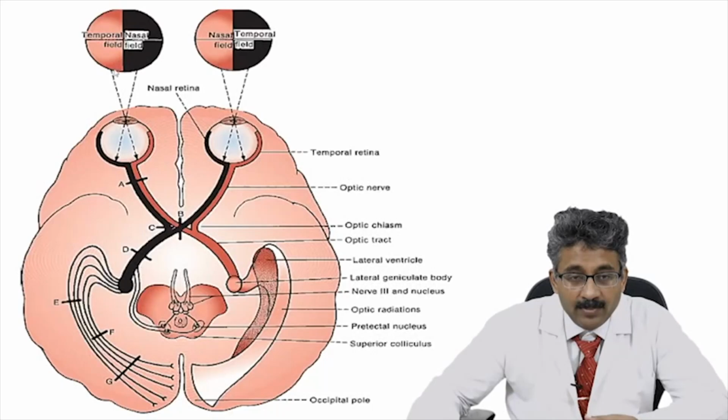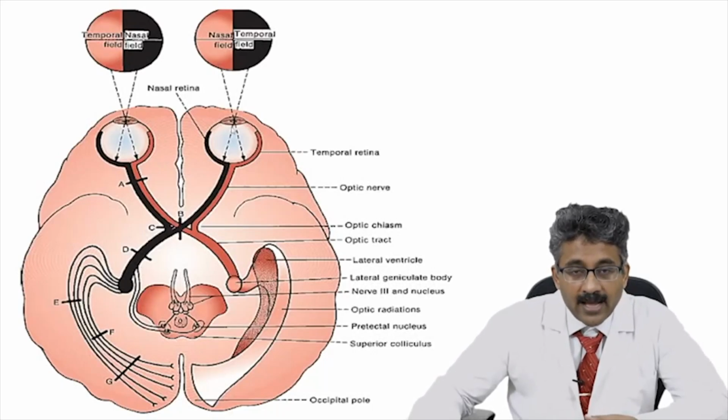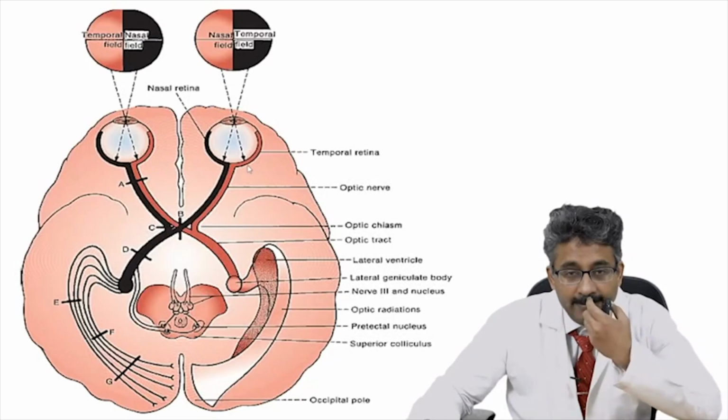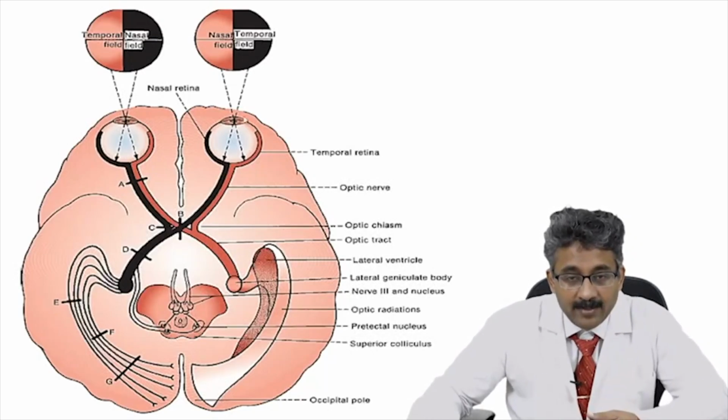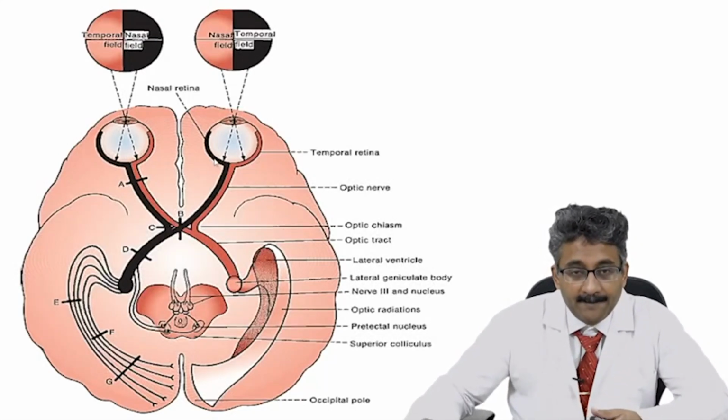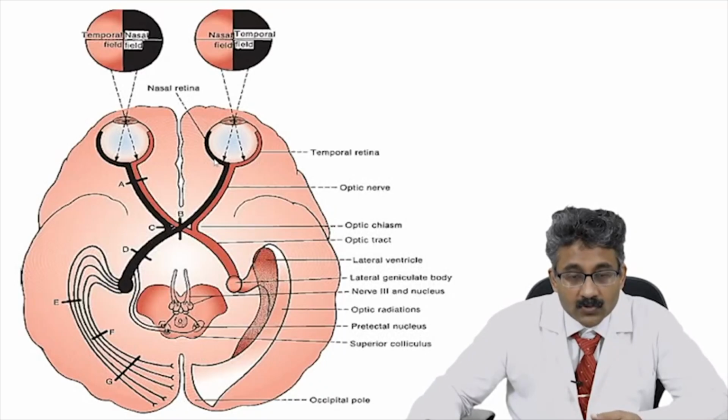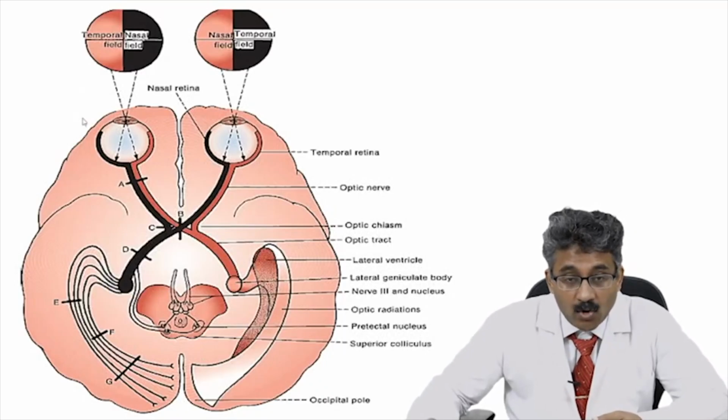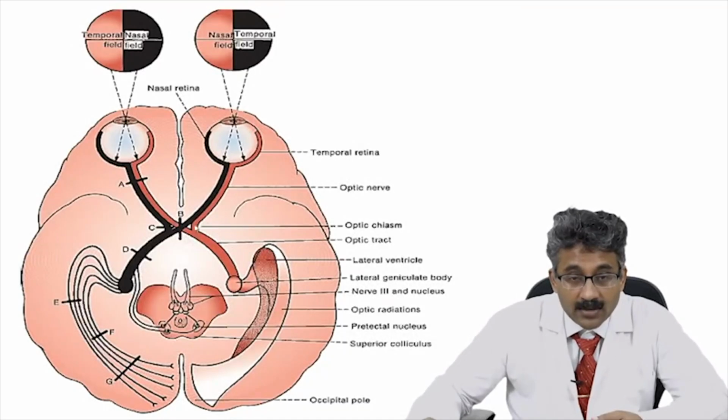The temporal field will be carried by the nasal fibers. Similarly here, the nasal field will be carried by the temporal retina, and the temporal field will be carried by the nasal retina, nasal fibers. So here, this is the optic nerve, and then this is the optic chiasma. A is the optic nerve, B is the optic chiasma.